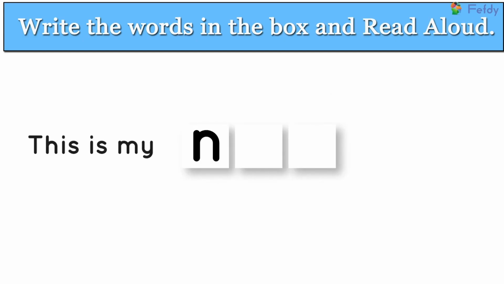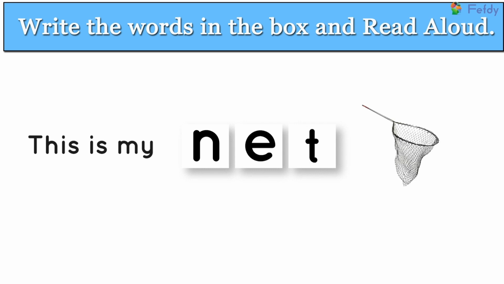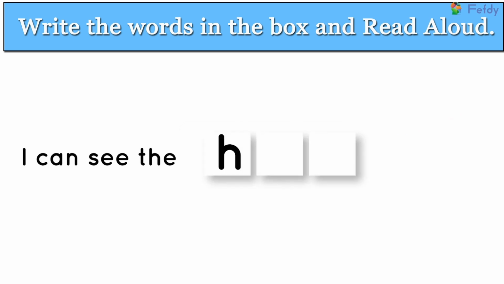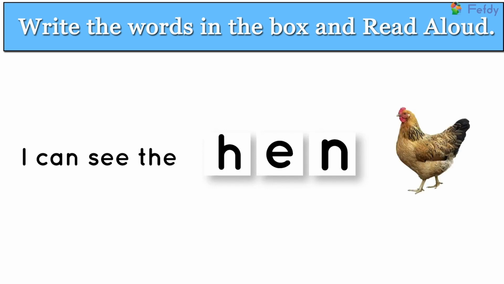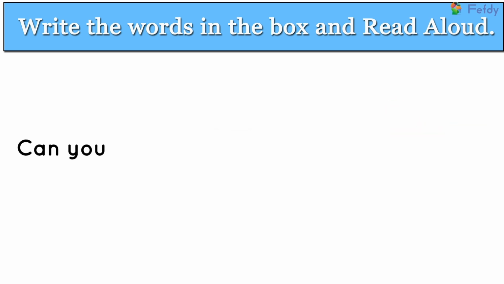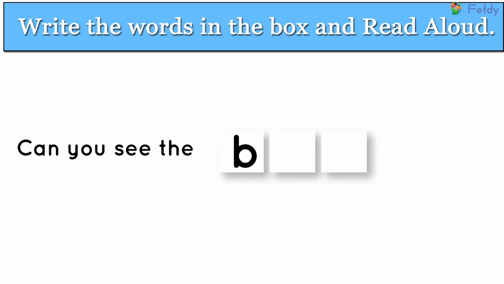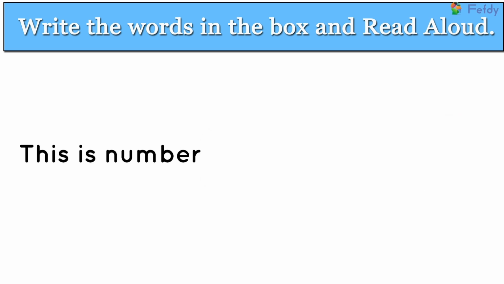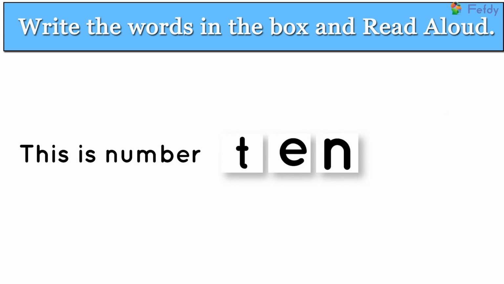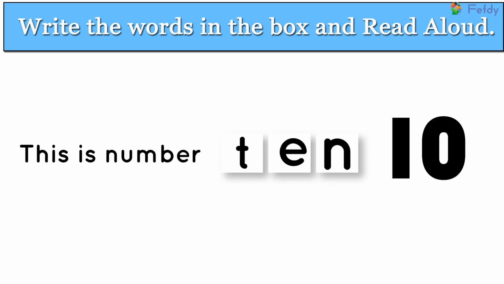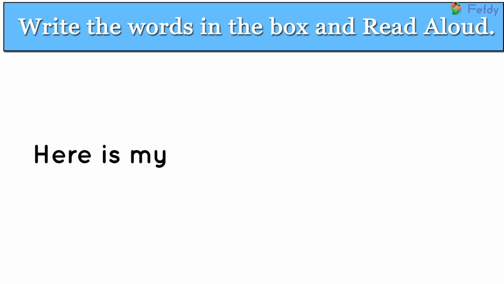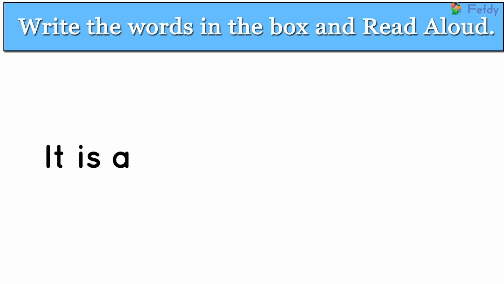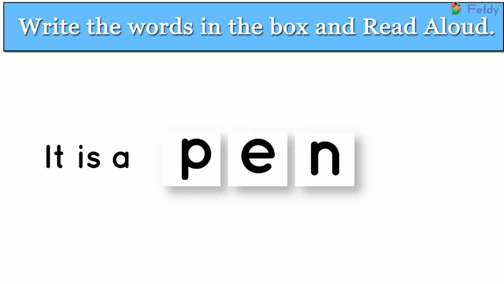This is my net. I can see the hen. Can you see the bed? This is number 10. Here is my jet. It is a pen.